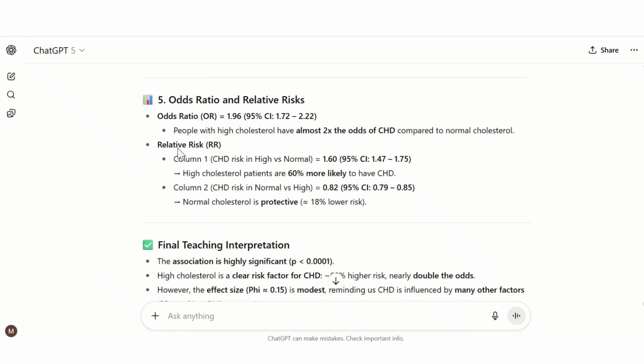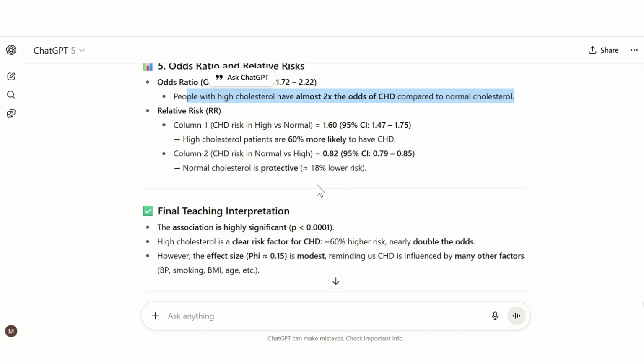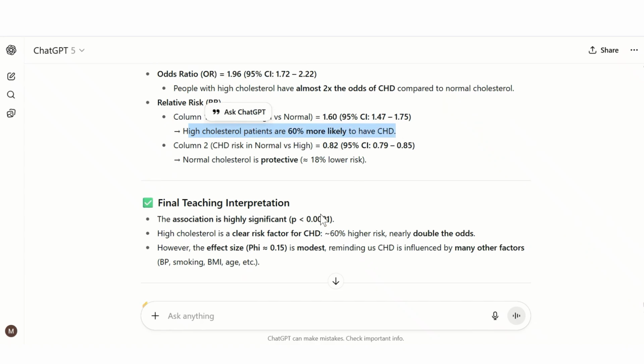And here are the odds ratios. 1.96 odds, which translates as follows. People with high cholesterol have almost 2 times the odds of chronic heart disease compared to normal cholesterol. And in terms of relative risk, high cholesterol patients are 60% more likely to develop chronic heart disease.